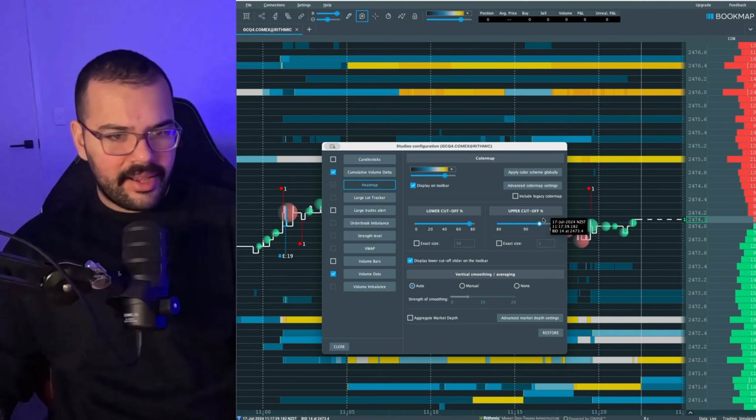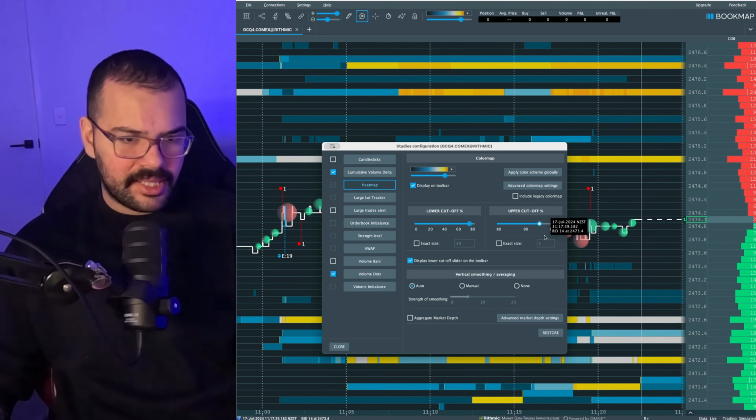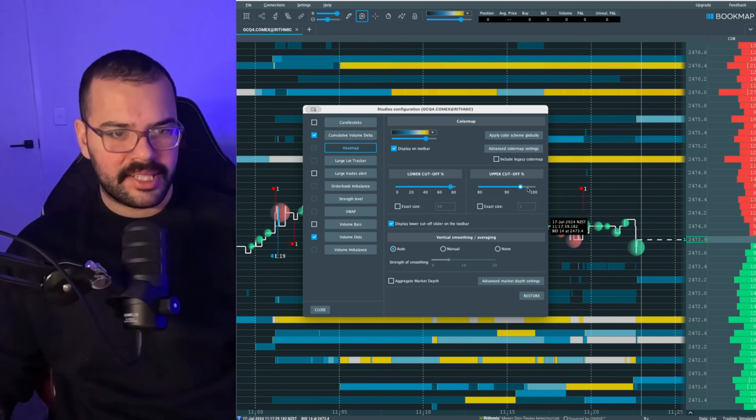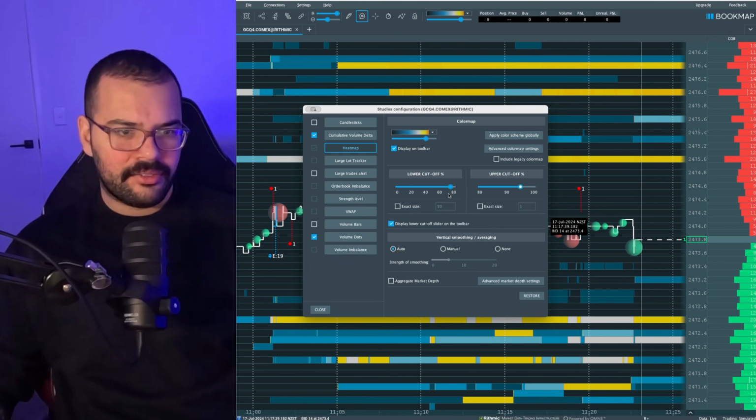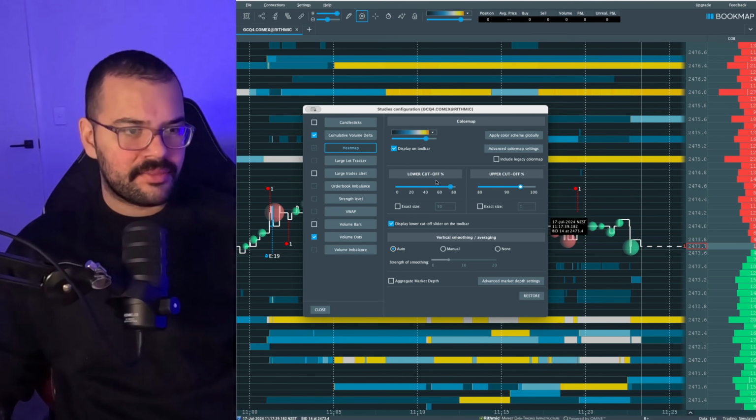So that's how I have that set, just around the 95% level. So always have this set as a percentage, in my opinion. It's the best way. That means no matter what you look at, it's going to give you only the largest levels of liquidity and then cut off most of the noise. All right, so that's my settings for the heat map itself.